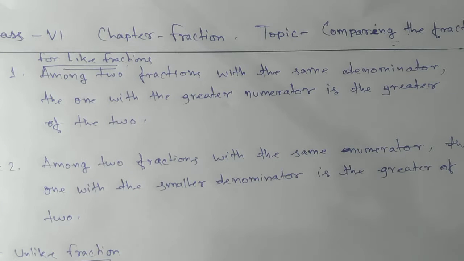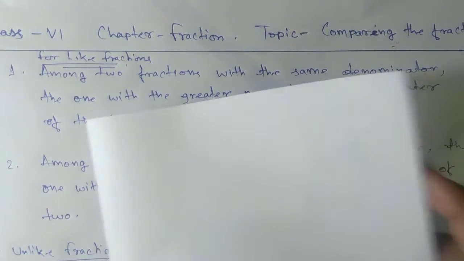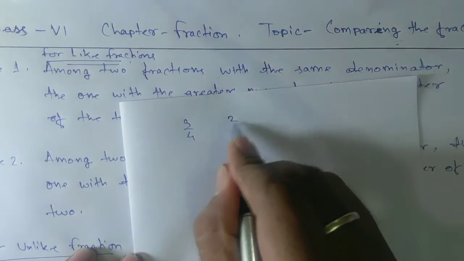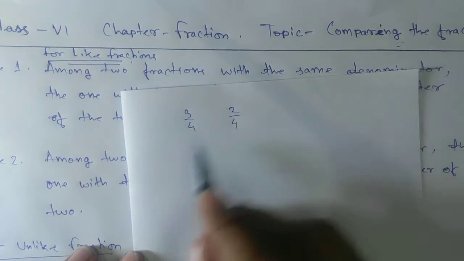Namaste students. Today we are going to see how to compare fractions, two different fractions, that means like fractions or unlike fractions. So first we are going to see like fractions. Here we have two rules for like fractions. If I give you 3 by 4 and 2 by 4.